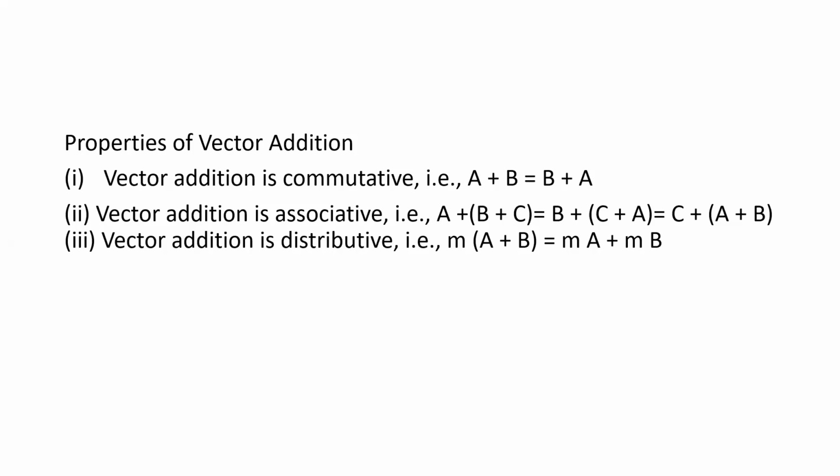That is, a plus (b plus c) is equal to b plus (c plus a) or c plus (a plus b). So this is the associative law, and vector addition is distributive also. That is, m(a plus b) is equal to ma plus mb. These are the properties of vector addition.